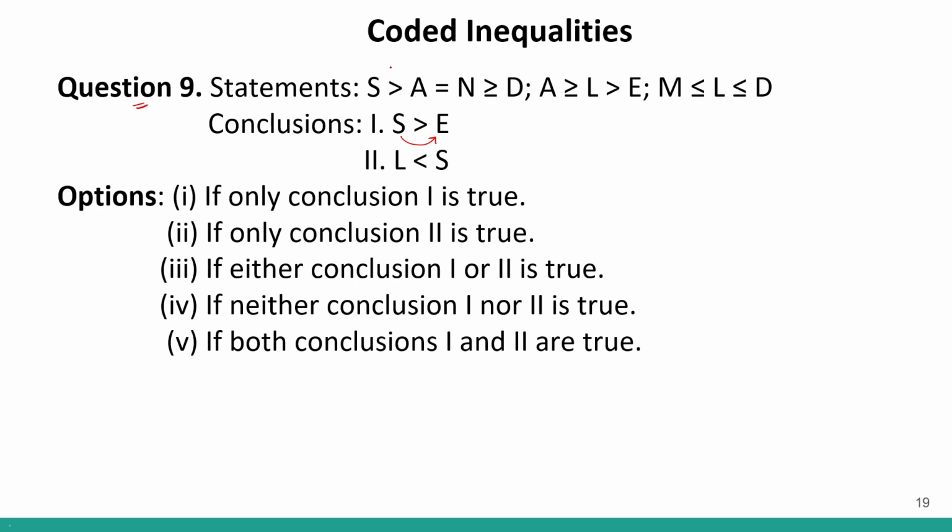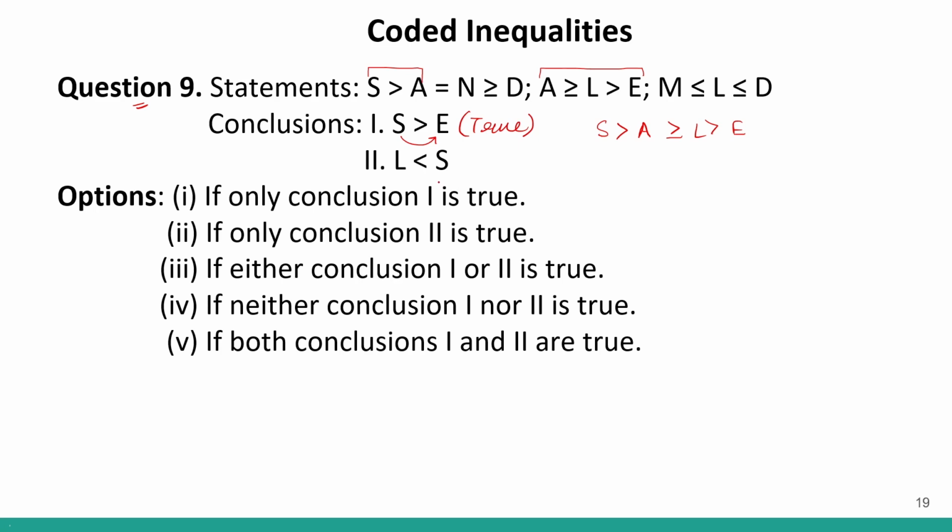So over here I can see the relationship of S with A, and I can see the relationship of A with E. If I combine the two, I can see S is greater than A is greater than or equal to L, and L is greater than E. So based on this statement, I can definitely conclude that S is greater than E. Correct? So this will be true.